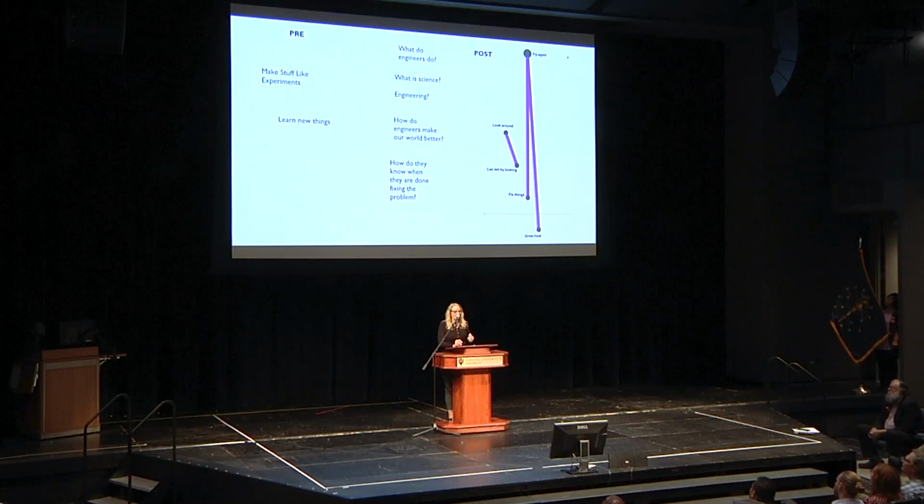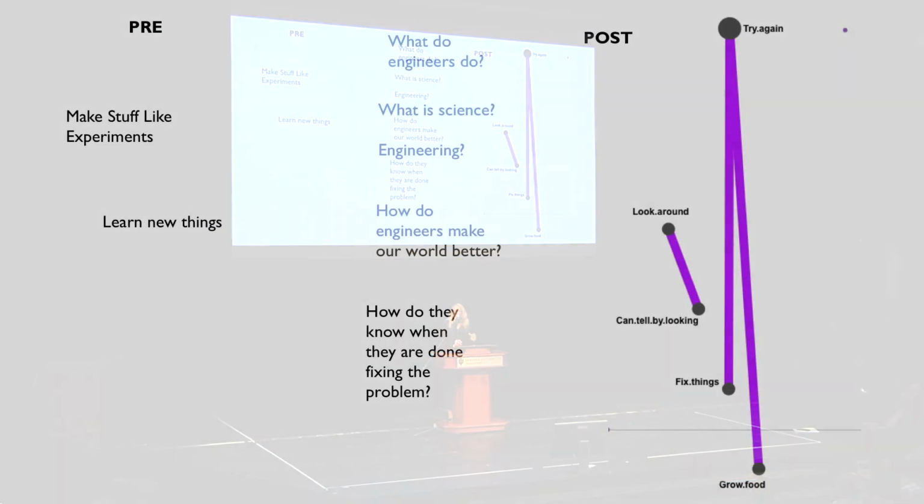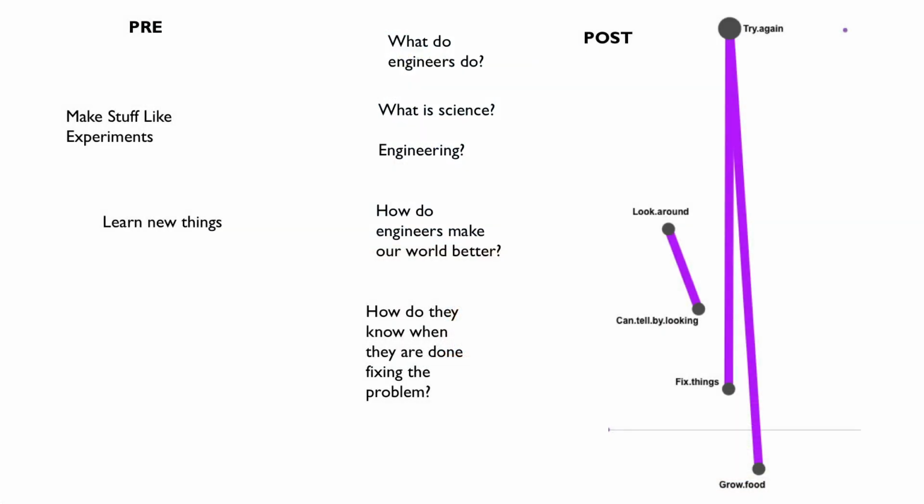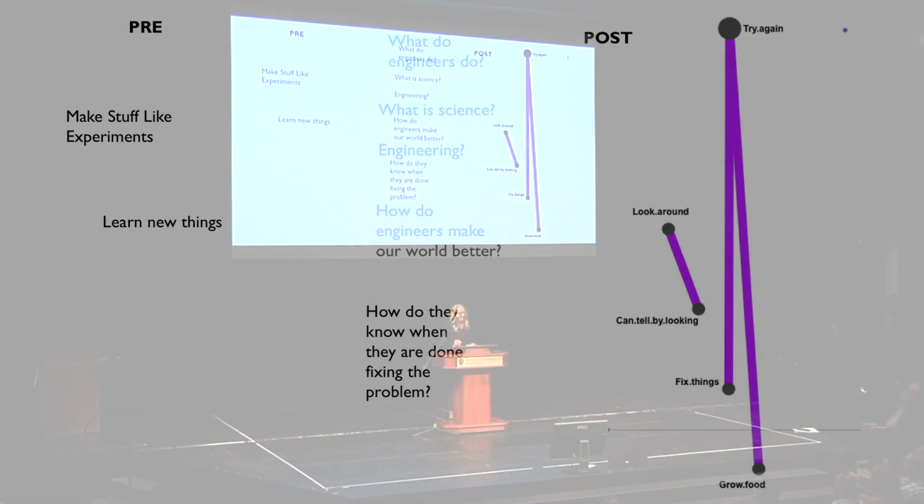So this student did not have enough information to make a graph, but we know that they thought that engineers make stuff like experiments and they learn new things. But after those units, they were able to articulate and construct knowledge that engineers improve our world by growing food, that they fix things, and that when they're building something, they try again, and that they can tell when it's done because they just look around and they can tell by looking.